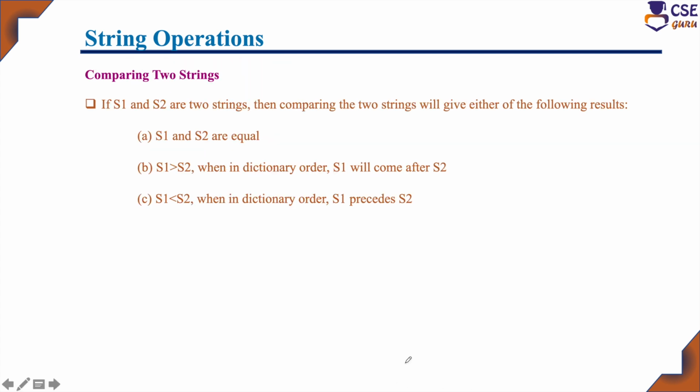Next, comparing two strings. Here, there will be two strings, S1 and S2. We need to compare both the strings. When you are comparing, there may be three possibilities. One is that both the strings are equal.